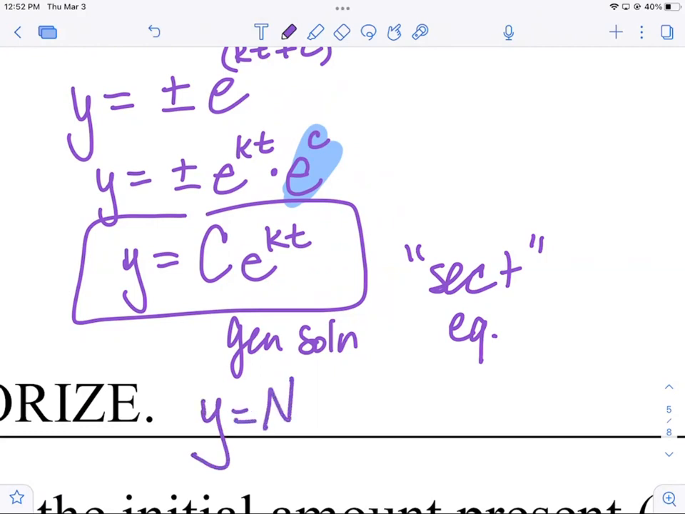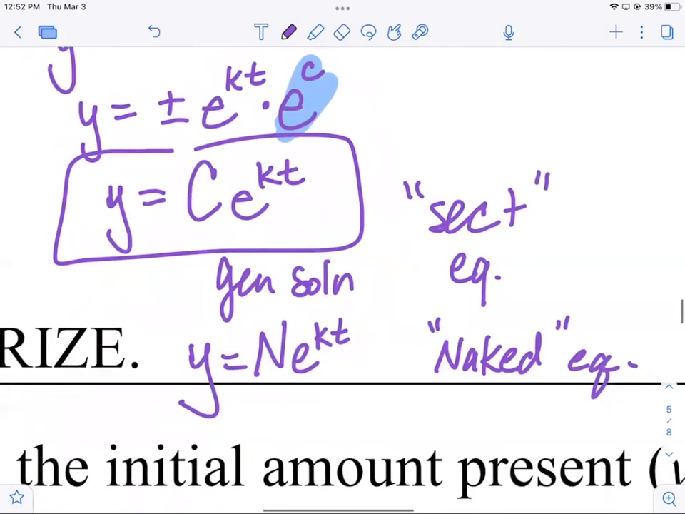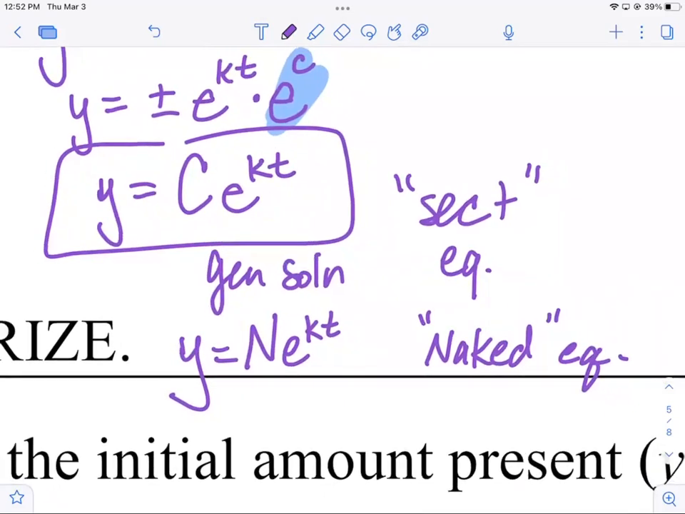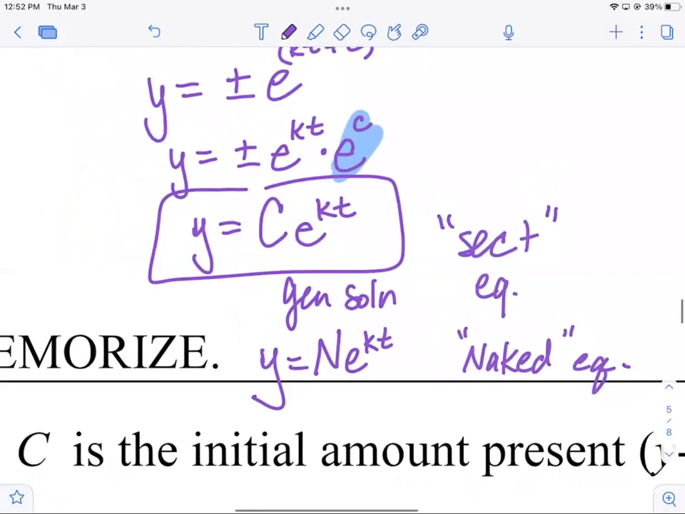So if you change it to n, I've seen this in some textbooks, kind of risque textbooks. They call it the naked equation. Yeah, it's naked, right? Oh man, he came out of the water and he was butt naked, right? So I don't know, sect and naked, it doesn't really matter to me. I just call it the sect equation.